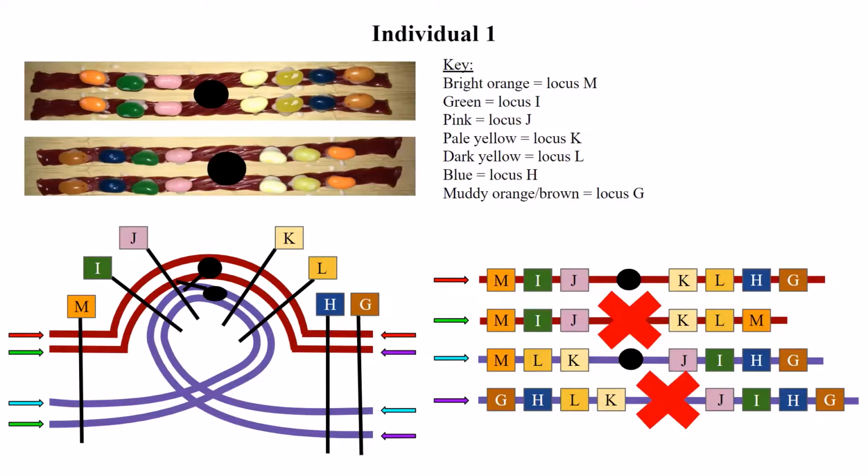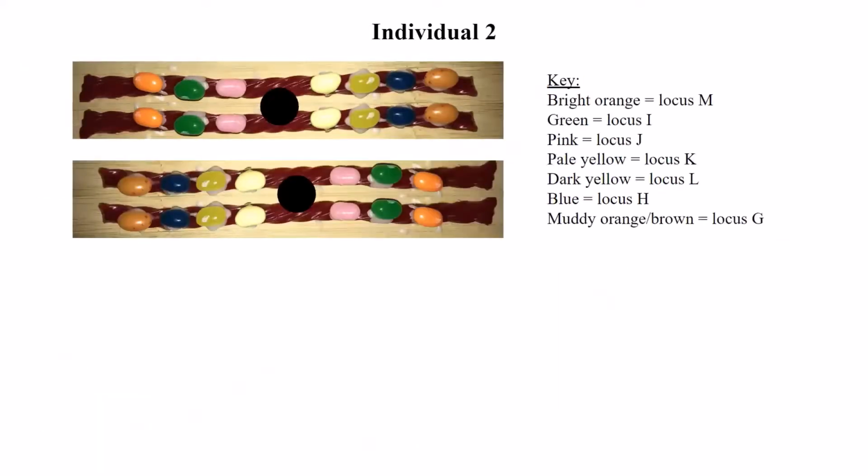Therefore, because 2 of the 4 chromatids were viable, we can estimate that only 50% of the gametes produced by individual 1 will be viable. All right, let's move on to individual 2. Unlike in individual 1, the chromosomes of individual 2 do not need to form an inversion loop in order to maximize synapsis of the chromosomes.